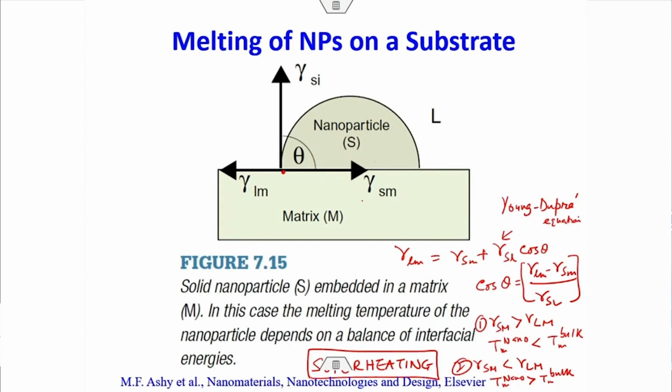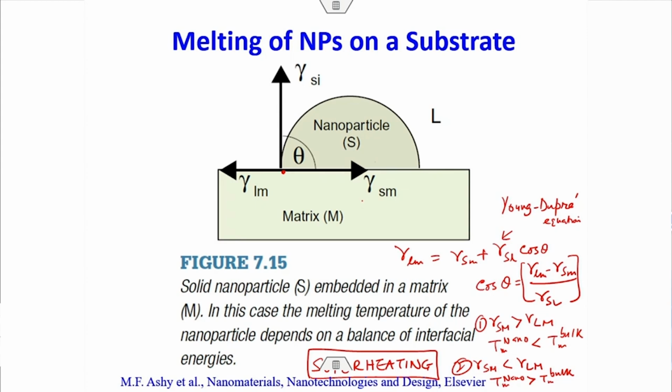Well, that is not always the case. In some cases nanoparticles may not be free, they will be sitting on a substrate, or they will be embedded in a matrix. In those cases, we need to use the concept of the Young-Laplace equation to calculate the angle of wetting.